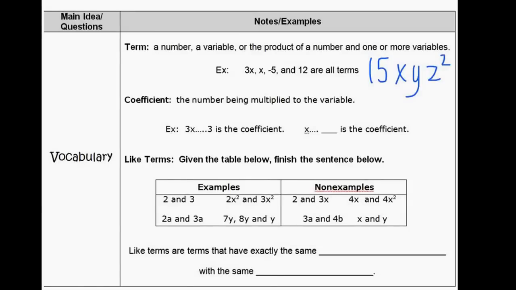Okay, the next vocabulary word is coefficient. This one we also use constantly, so the sooner you understand what a coefficient is, the easier it'll be for you. The coefficient is the number being multiplied to the variable. So for example, right here we have 3x. So 3 is our coefficient, and then x is the variable.